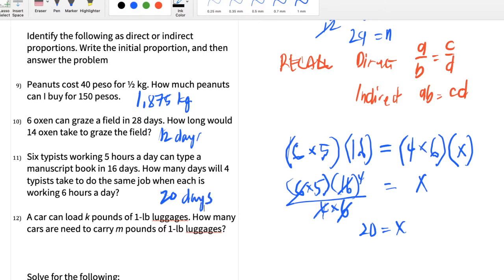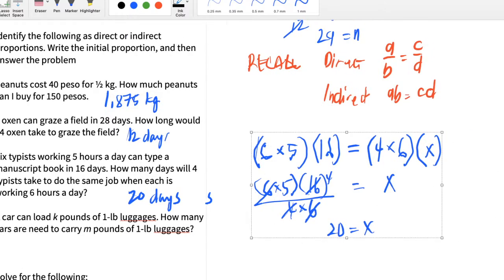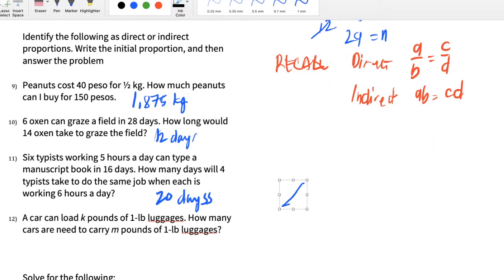Alright. How about for number 12? Okay, for number 12, a car can load k pounds of 1 pound luggages. Okay? How many cars are needed to carry m pounds of 1 pound luggages? Okay, so here we have k pounds of 1 pound luggages ang kayang i-load ng isang car.